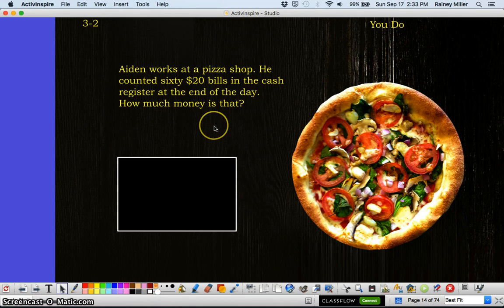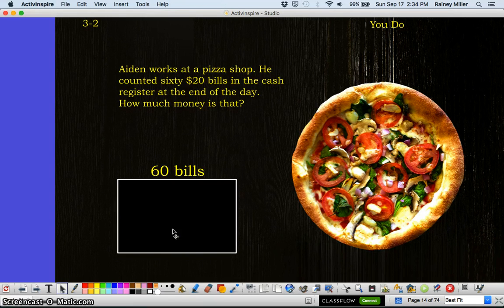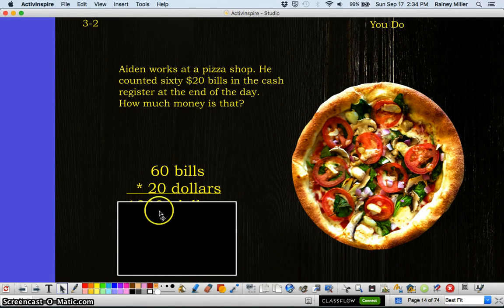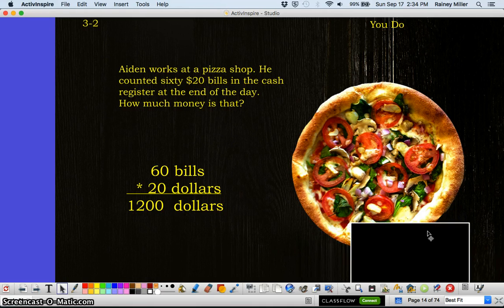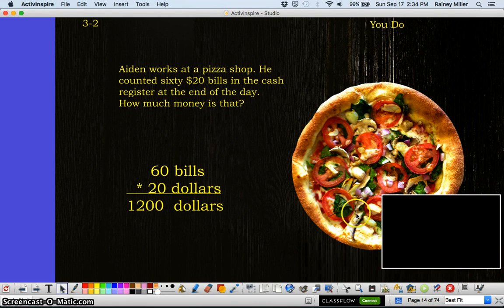All right, so now let's look at this in a math problem. So Aiden works at a pizza shop. He counted 60 $20 bills in the cash register at the end of the day. How much money is that? So he has 60 bills at $20 each. So I go, okay, 6 times 2 is 12. And then I would follow it by 2 zeros since there's 2 zeros in my problem. So that would be $1,200.